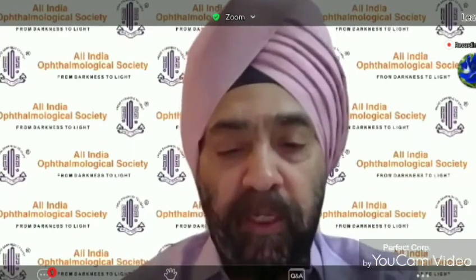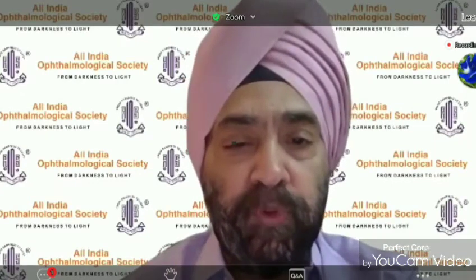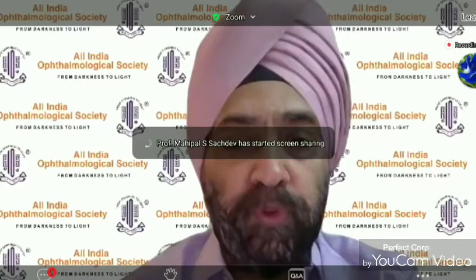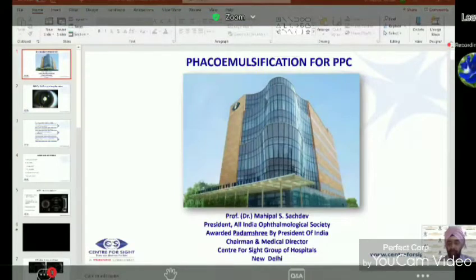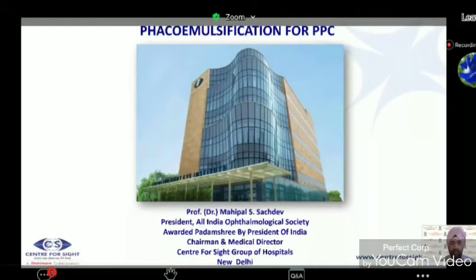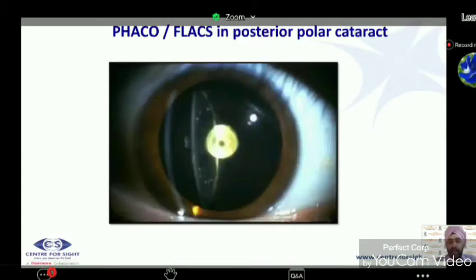I'll be talking about posterior polar cataract. And in posterior polar cataract, my emphasis, because that is my preferred technique, would be on femtolaser assisted cataract surgery. Now, when you're looking at a posterior polar cataract, this is a typical picture that you see on a slit lamp. Obviously, when we are looking at this, we need to be very careful as to the possible complications or the difficulties that we may have during the cataract surgery.